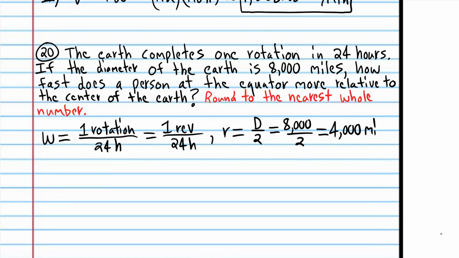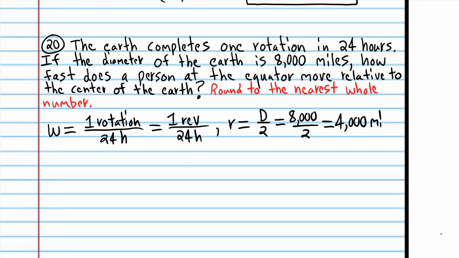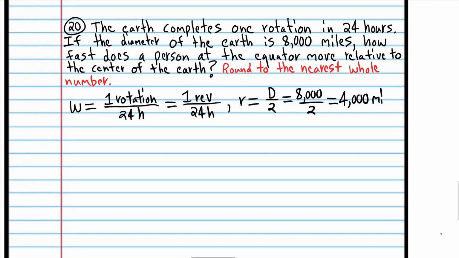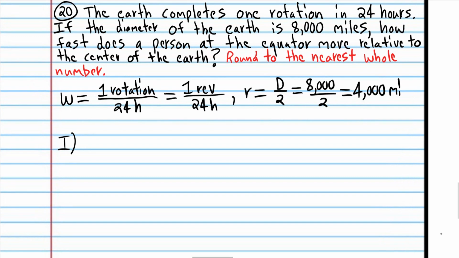So that's why we say, how fast does a person at the equator move relative to the center of the Earth? So that just means if you're looking from the center of the Earth, how fast is that person actually moving on the surface of the Earth. So we first need to convert omega from revolutions per hour to radians per hour. So we have 1 revolution every 24 hours, and we're going to convert, there's 2 pi radians in every 1 revolution.